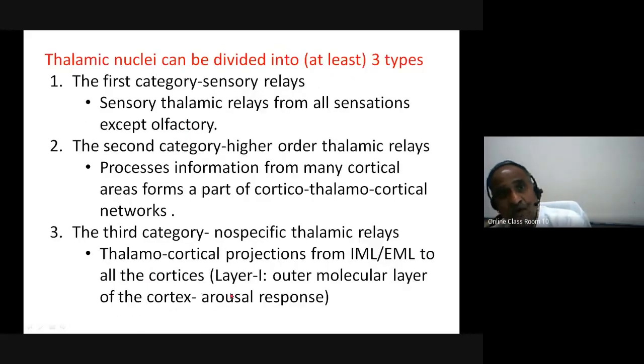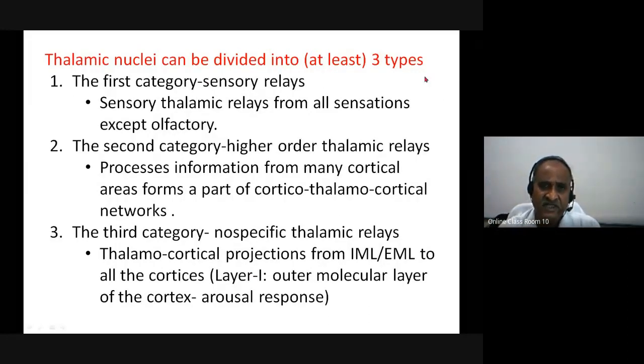Now, let us move on. Thalamic nuclei can be divided into at least 3 types. One category of nuclei, that is gray matter, performs sensory thalamic relays. All the somesthetic, visual, and auditory sensations are relayed in the thalamus at particular dedicated areas. So these are sensory relay stations. That is one part. The only exception is olfactory sensation.